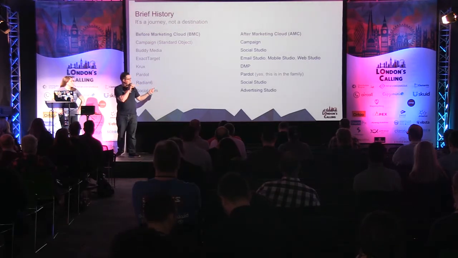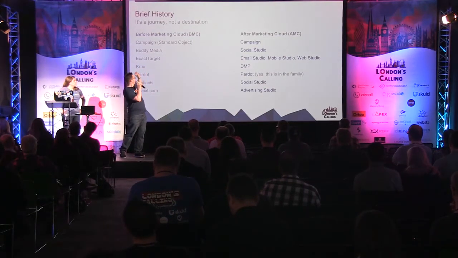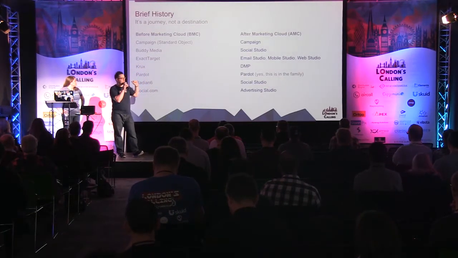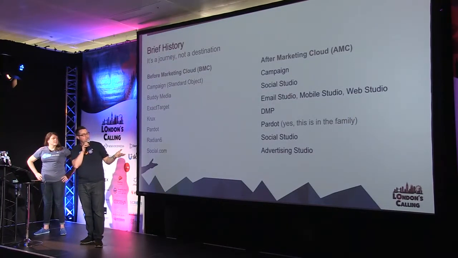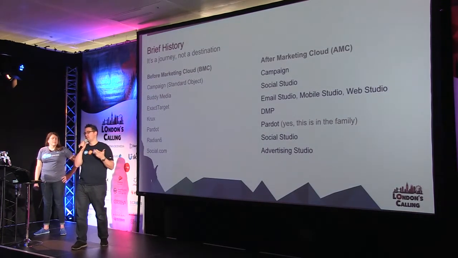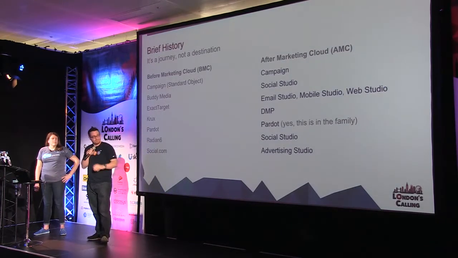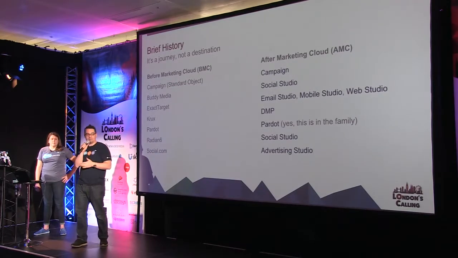Just FYI, in the slides that will be shared after London's Calling has concluded, there are hyperlinks to all of the various products on the right-hand side. So anyone who's interested in learning more, you can click into those. But campaign's still the same. The better parts of Buddy Media and Radian 6 have morphed into Social Studio. ExactTarget, its core components, email, mobile, and web. Crux DMP, which is data management. And then you've got big data, 75% of the world's traffic channels through DMP.